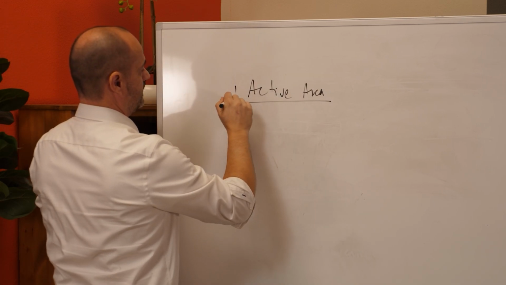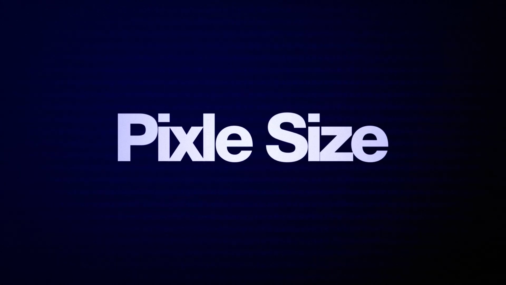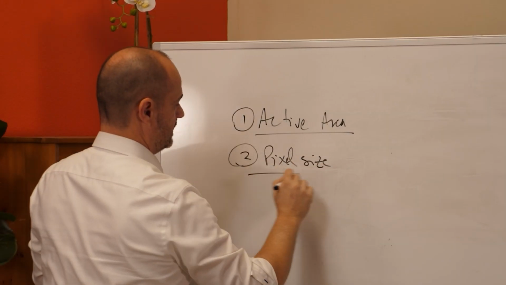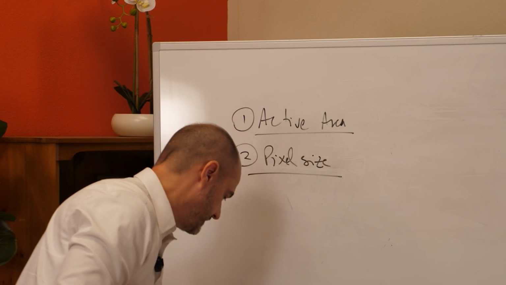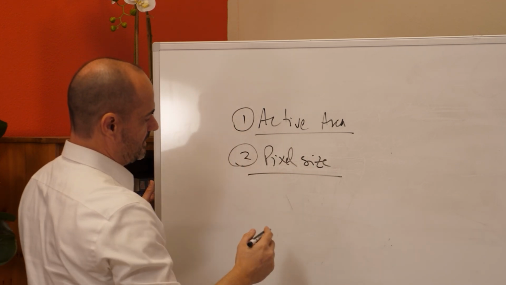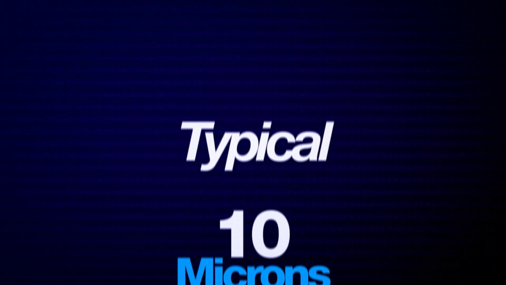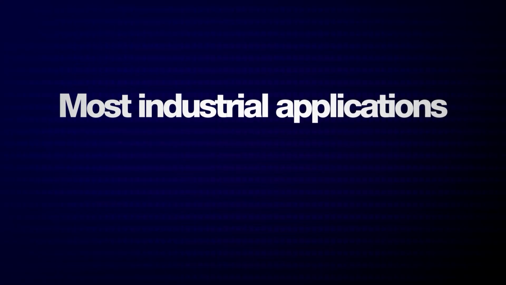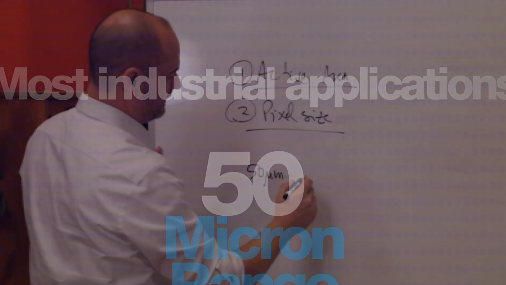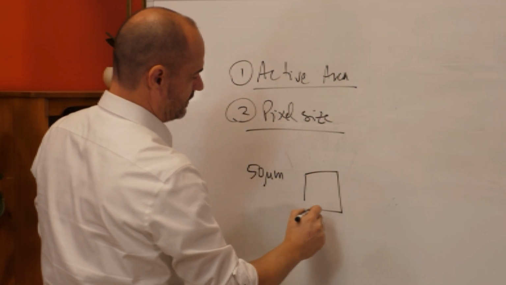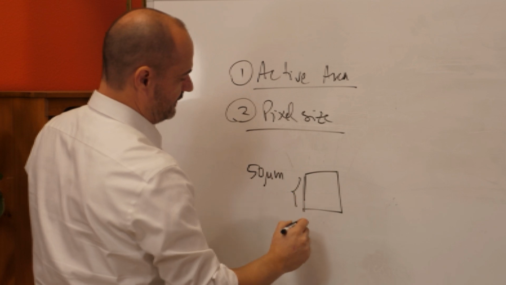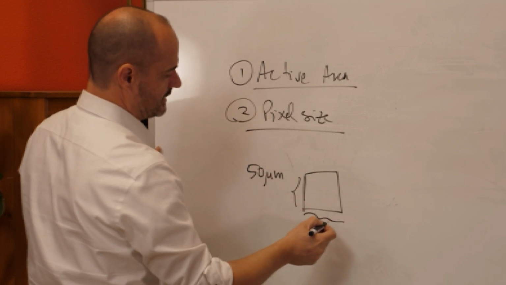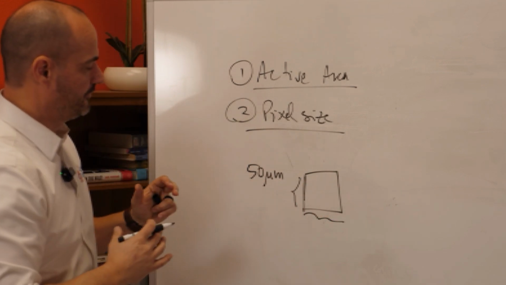In a similar fashion, we have the impact of active area. Number 2 is pixel size. Now, pixel size is very interesting. The smaller the pixel, right? Typical sizes range all the way down to 10 microns, but for most industrial applications, electronics, you're going to be in the 50 micron range. So if this is the pixel on your sensor, you're talking about 50 microns this way, 50 microns that way. That's the size of your pixel.